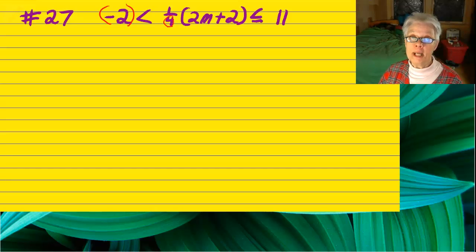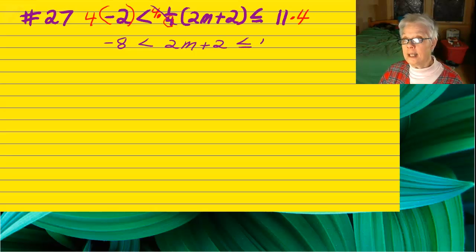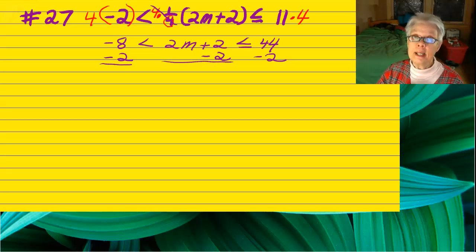The first thing I'm going to do is eliminate the 1/4. I'll multiply all three parts of this inequality by the denominator of the fraction, which is 4. That's so that I can cancel out the denominator, because 4 times 1/4 is just 1. So negative 8 is less than 2m plus 2, and it's less than or equal to 44. Now subtract 2 from all three parts of the three-part inequality. We're isolating m step by step. Negative 10 is less than 2m, which is less than or equal to 42.